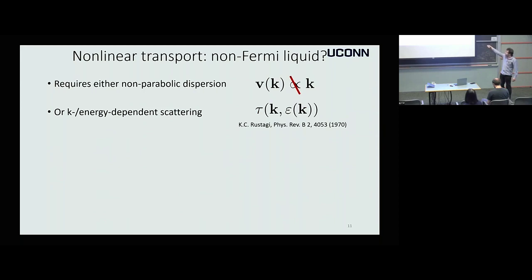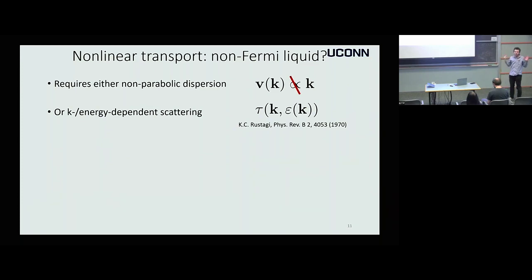Either you break this relation, so your band in some sense is non-parabolic, or your scattering rate depends on momentum or on the energy of the quasi-particles. And this has been figured out quite a while ago. I think this paper illustrates it well, in the context of semiconductors, where near the bottom of the band you can consider nonlinear corrections, but you can also have energy-dependent scattering from some Coulomb impurities with long-range potentials.